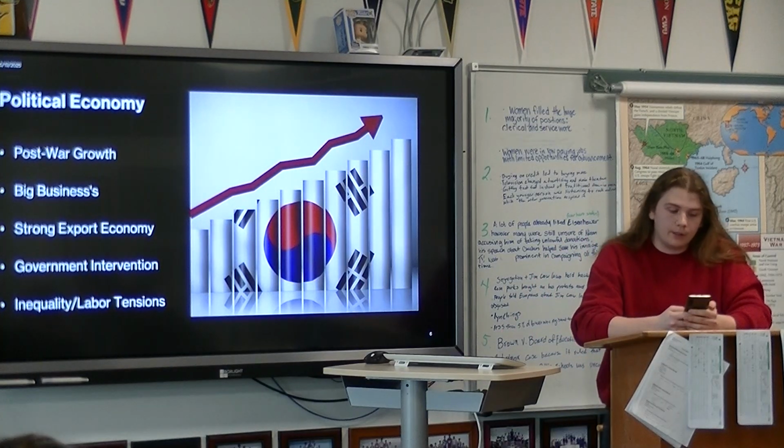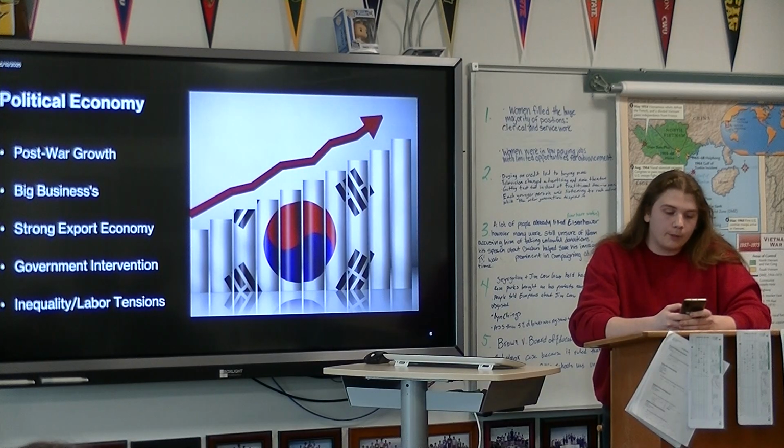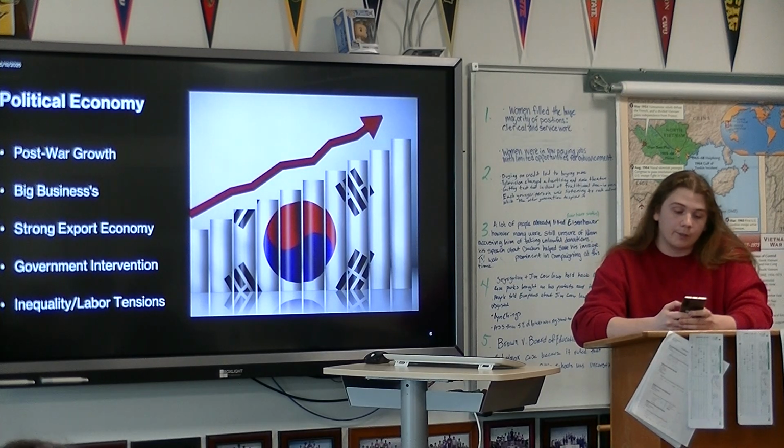The political economy. Post-war growth. After the Korean War, South Korea went from being a poor country to being a global economic powerhouse due to government-led industrialization and export-driven policies.